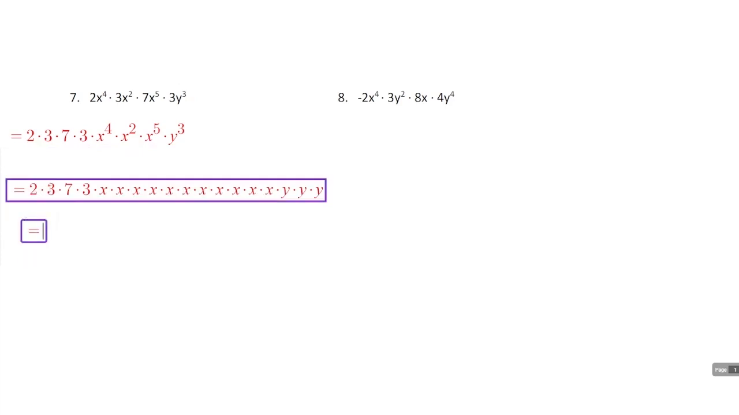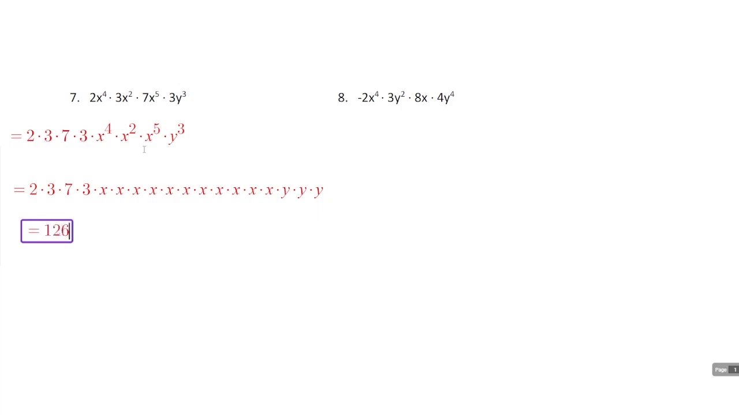Anyway, 2 times 3 times 7 times 3. 2 times 3 is 6. 6 times 3 is 18 times 7. I think I'm just going to go ahead and use a calculator on this one. I'm going to throw in the towel. It's going to be 126.